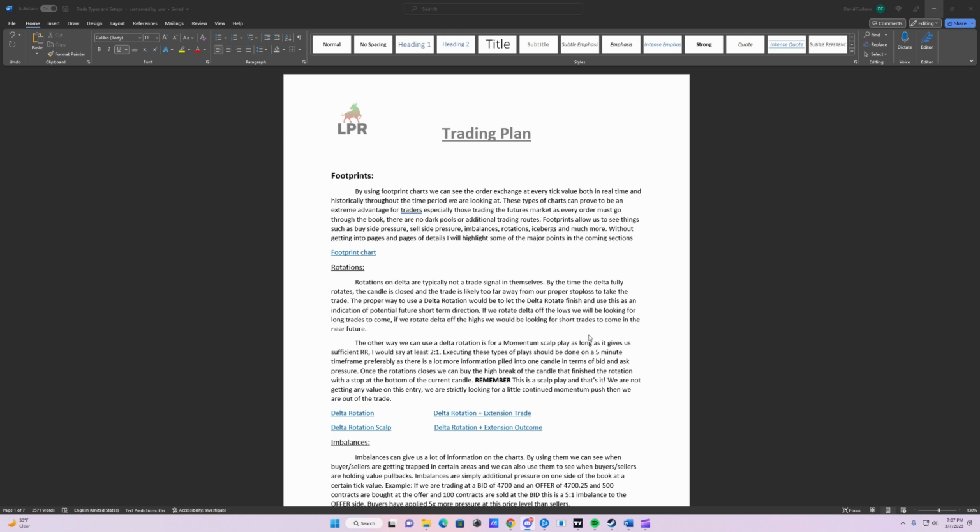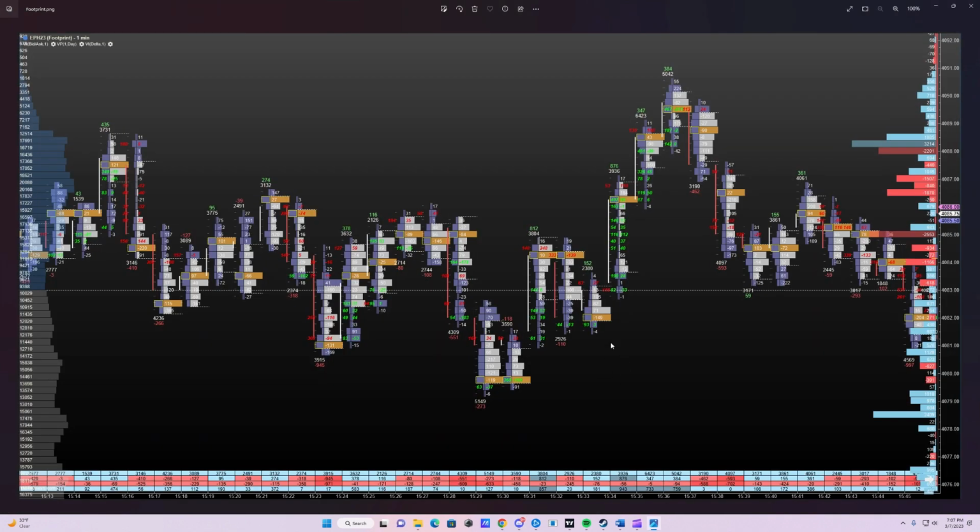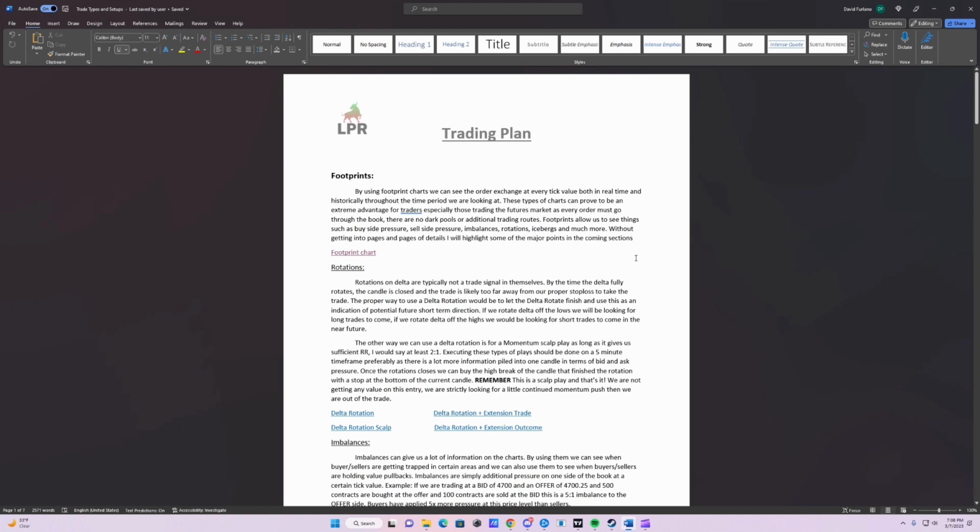Without getting into pages and pages of details on footprints, which we do in the chat room anyways, I will highlight some of the major points in the coming sections. So I just plopped in a quick picture here. This is what a footprint looks like. This is my Motive Wave platform currently that I'm testing out, and I've dialed back the footprints a little bit just to be able to see what I want to see. Imbalances, larger delta areas. I've got volume. This is pretty much exactly what I want to see on a footprint here.